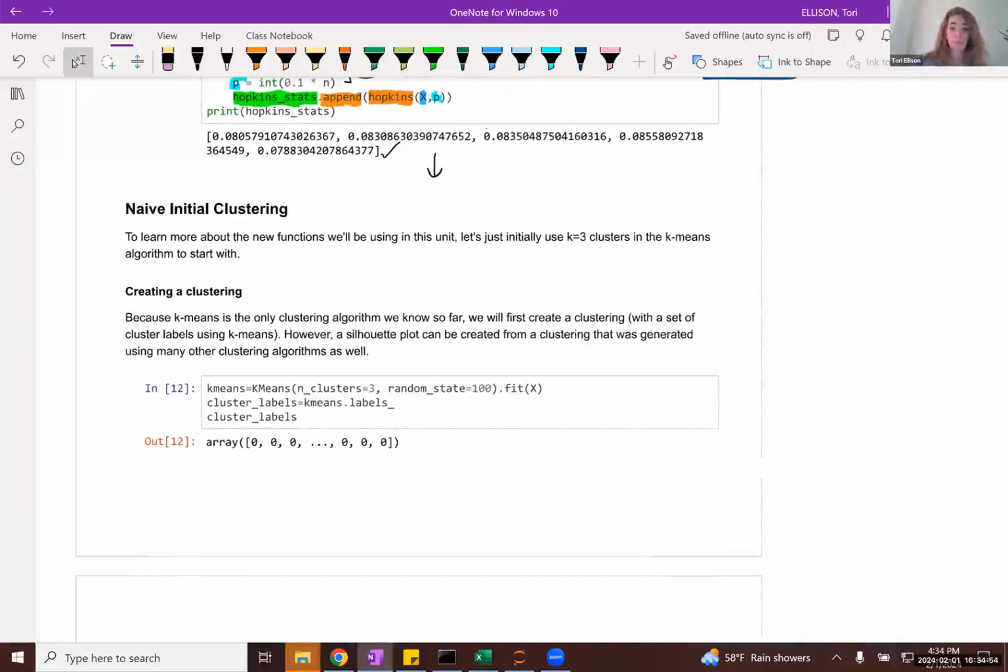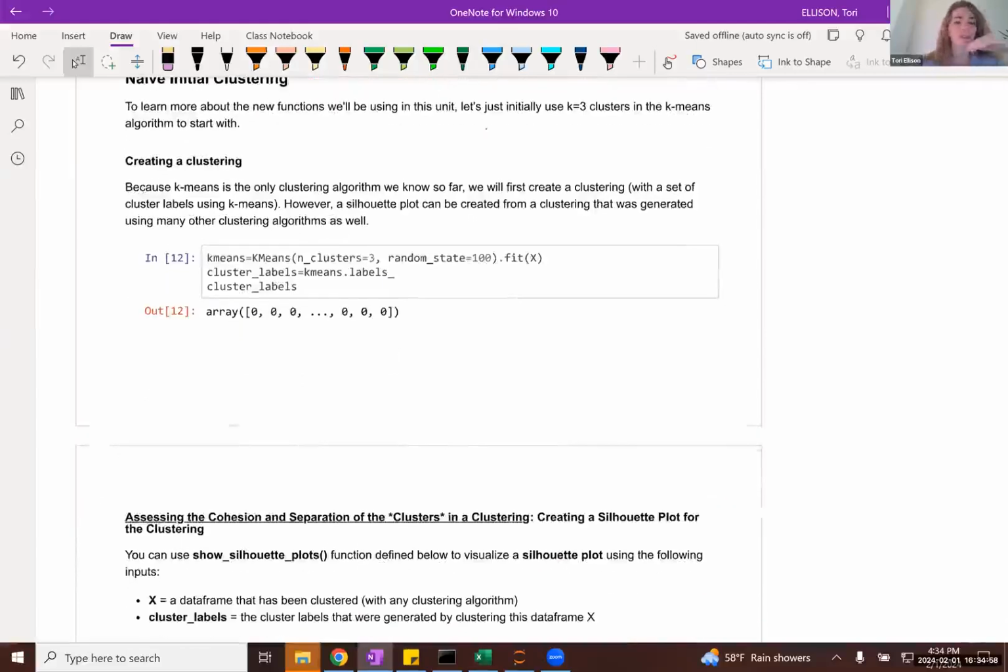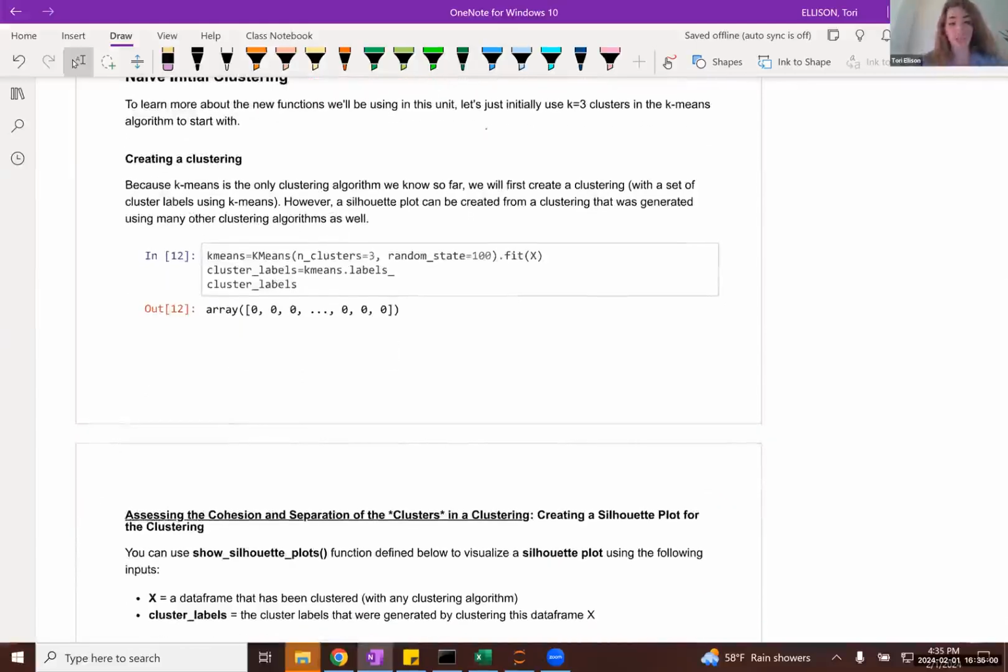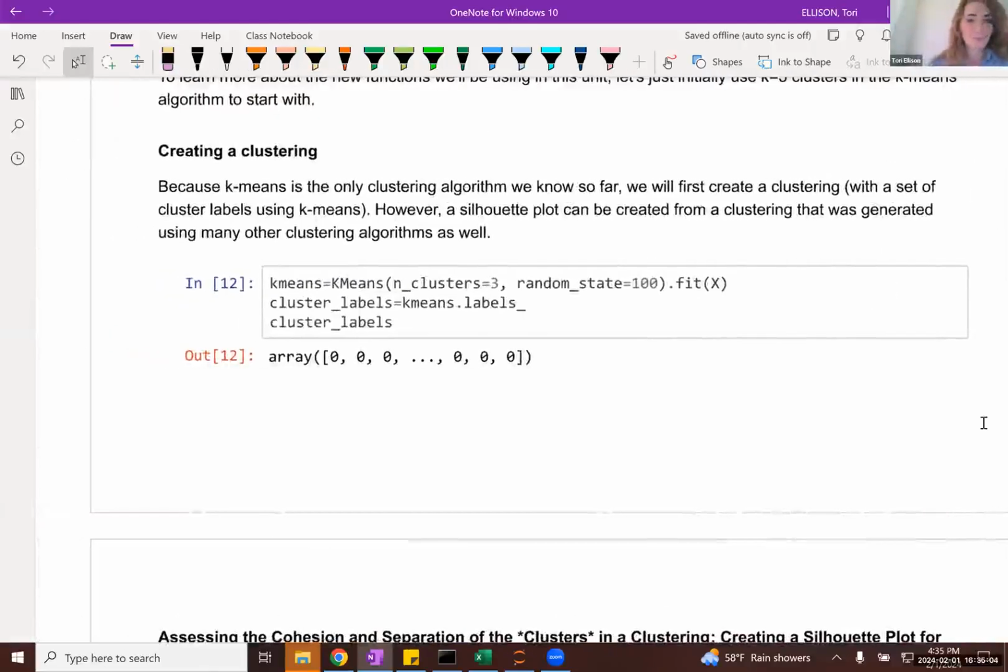All right, so let's again just create, for starters, a naive k-means clustering. So let's just say we haven't done any parameter tuning yet. So let's just say, for instance, we've decided to explore a k-means clustering with 3 clusters. And so what we do here, as we've seen before, is we're going to cluster our data set into 2 clusters.